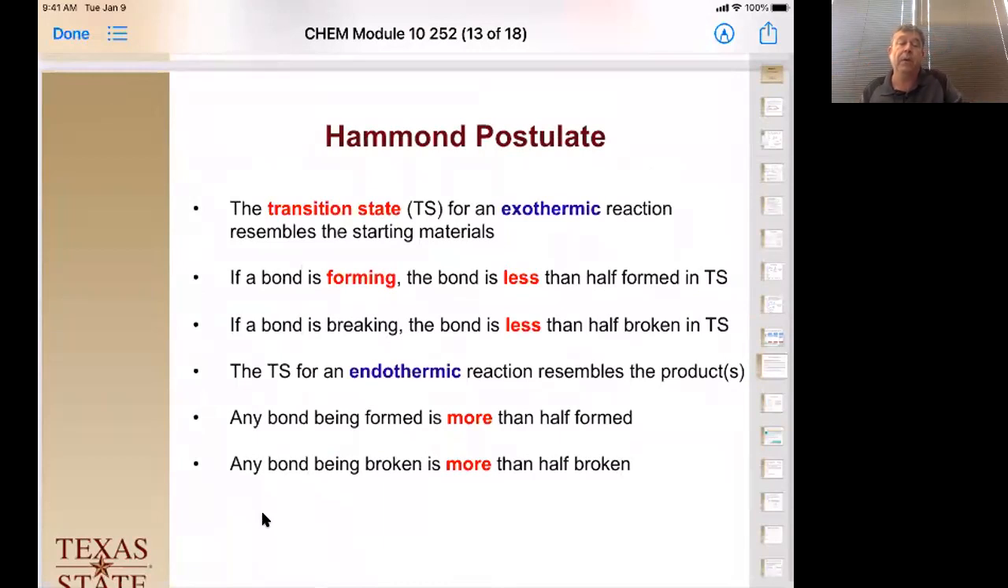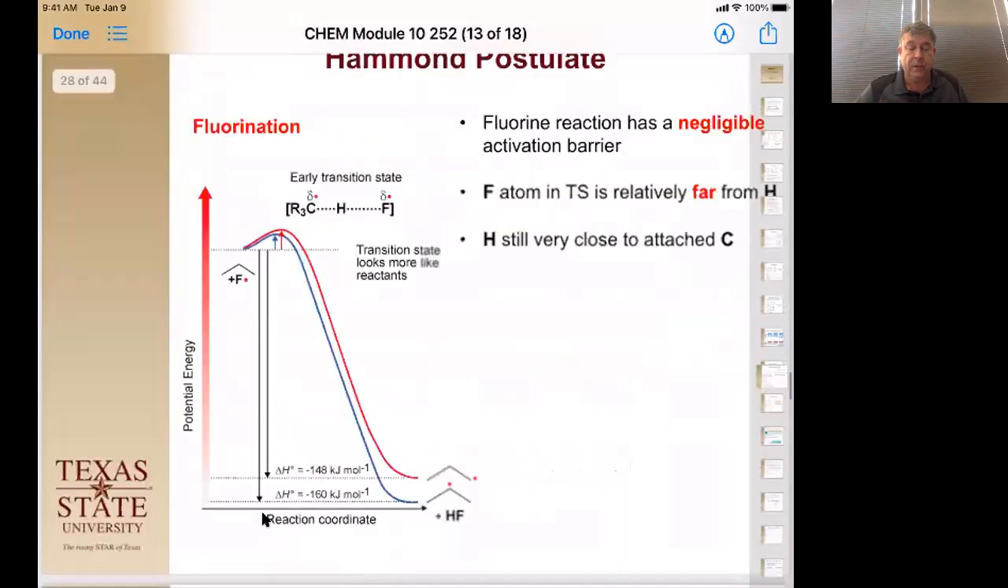Okay, so that tells you something about where it is on its energy scale and how far along it is on the reaction coordinate diagram. Okay, the transition state for the endothermic is the other half. The bond is actually more than half formed in that endothermic reaction, and the bond breaking is more than half broken. Okay. So what does that mean?